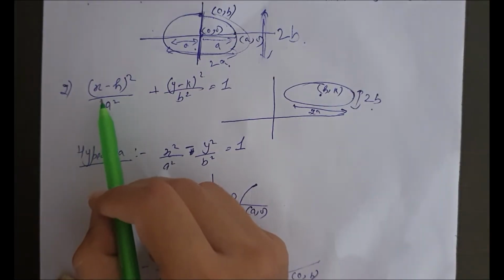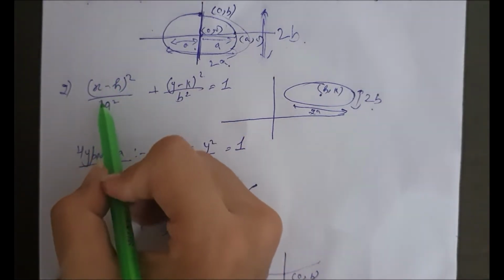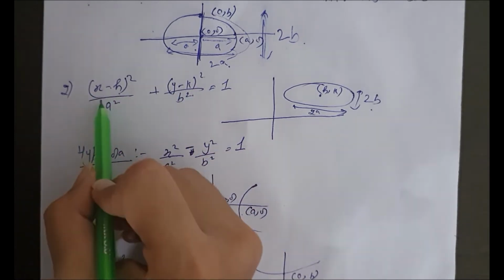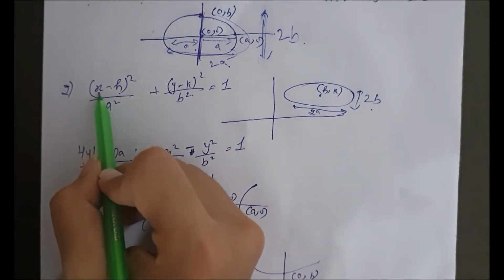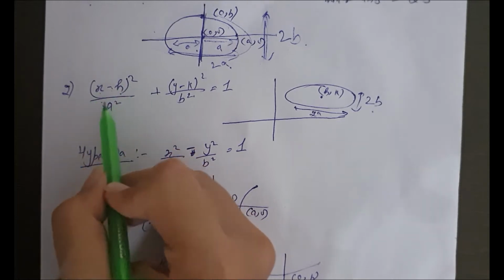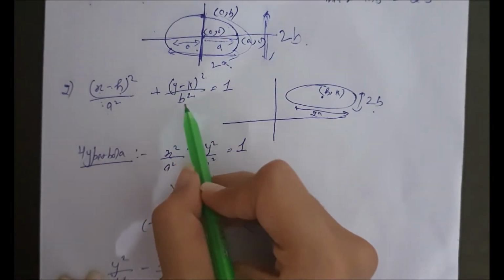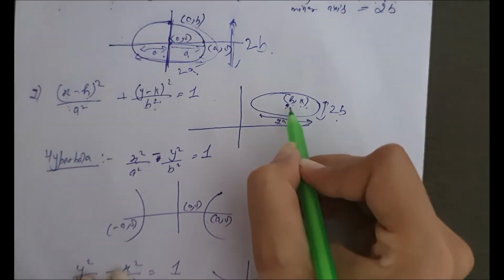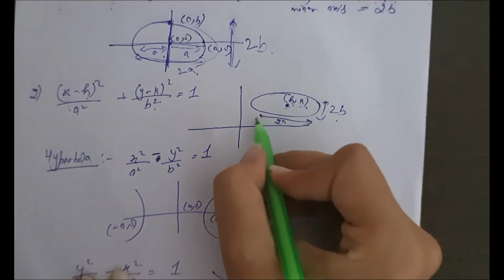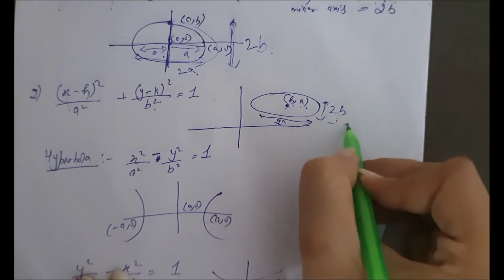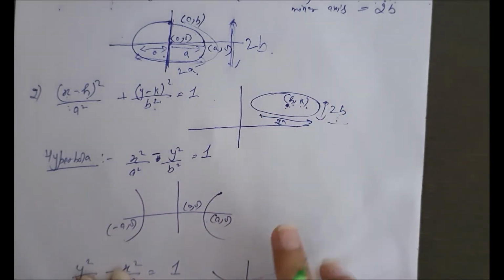2b. If center is not at 0 0 and say it will be at hk, then equation of ellipse will be x minus h whole square upon a square plus y minus k square upon b square is equal to 1. Center is at hk, then major axis 2a, minor axis 2b. This is how we plot an ellipse.